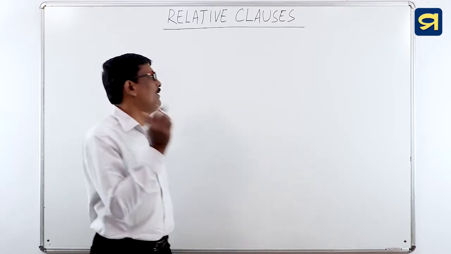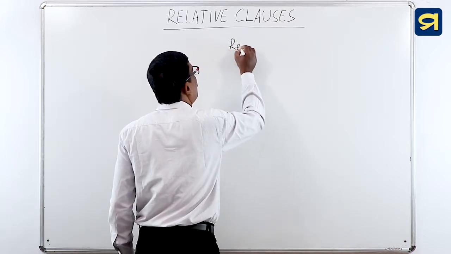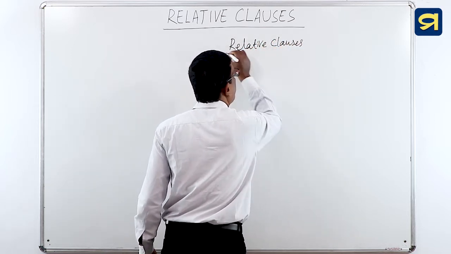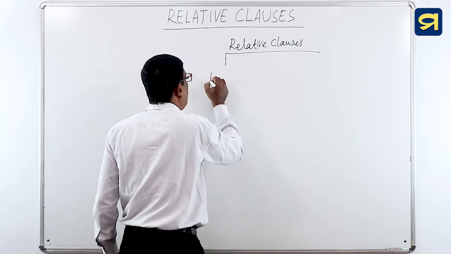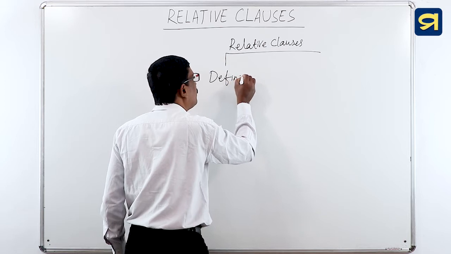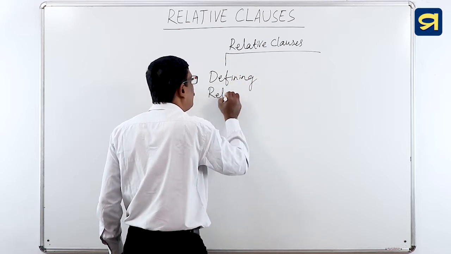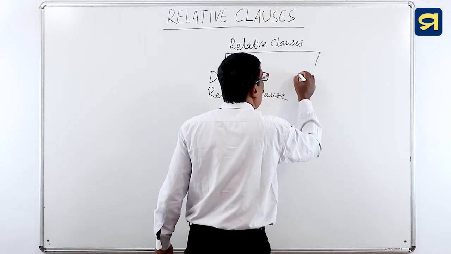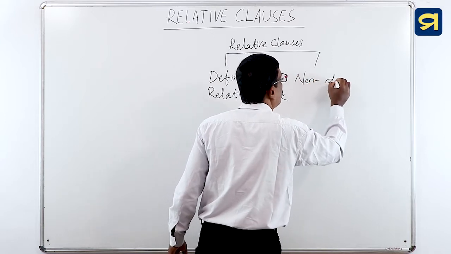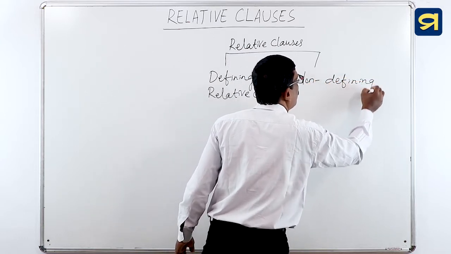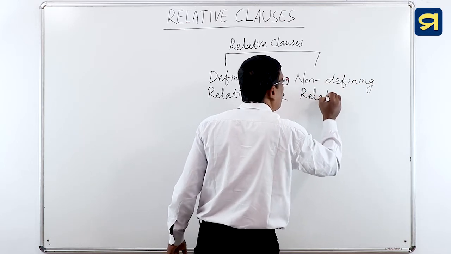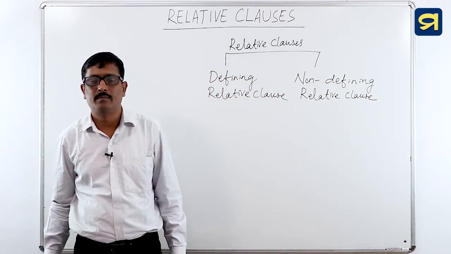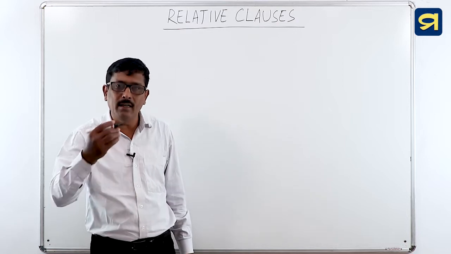Relative clauses are of two kinds. Number 1 is defining relative clause. Number 2 is non-defining relative clause. We are going to discuss defining relative clause.